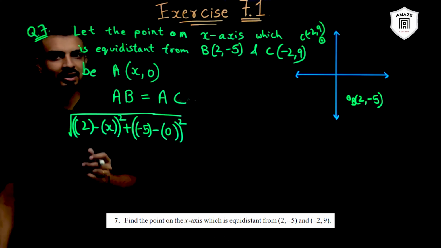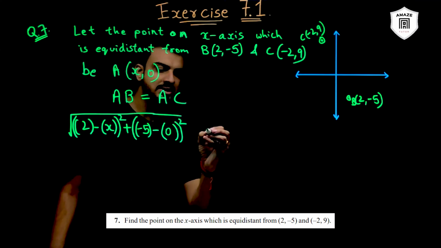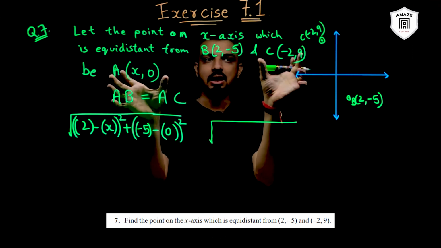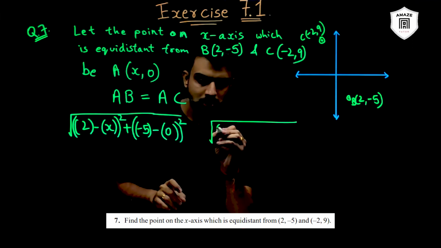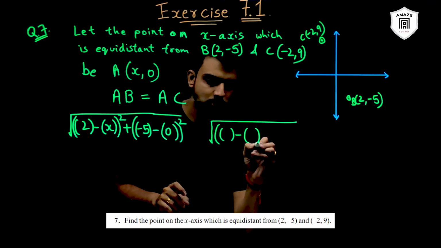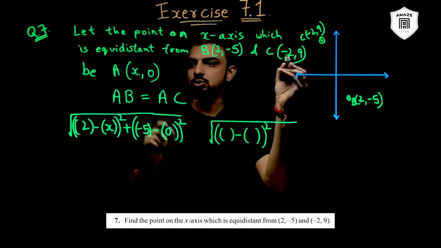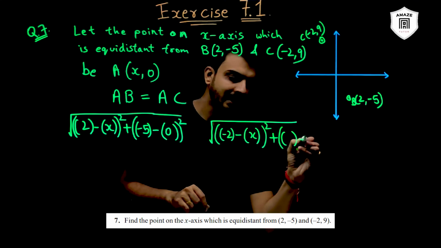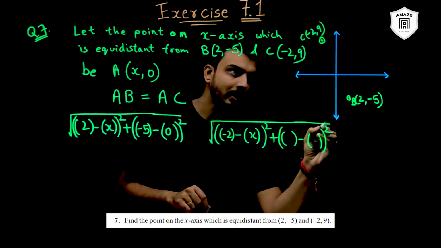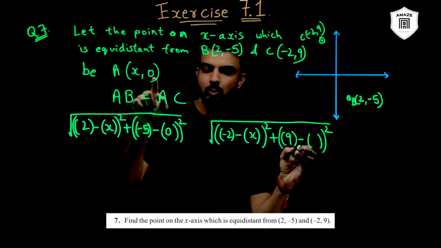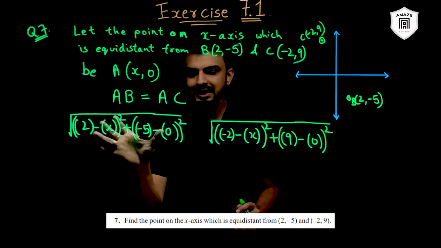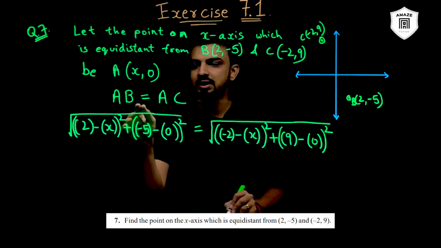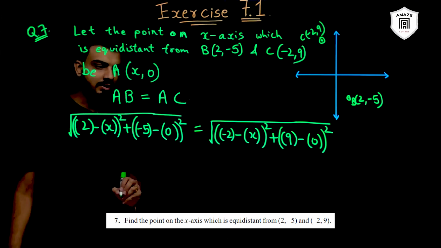Similarly, can I figure out the distance AC? Yes, we can figure out distance AC. Distance AC is between these 2 points A and C, right? Again, applying the distance formula. So it is (x2 minus x1) the whole square, which is minus 2 and x here, plus (y2 minus y1) the whole square. What is y2? 9 and y1 0, right? This is distance AB, this is distance AC, and that should be equal, right, as per the given condition. AB is equal to AC, right? Given condition in the question.